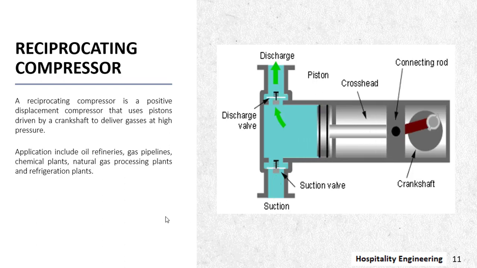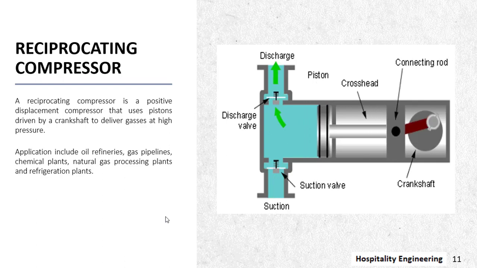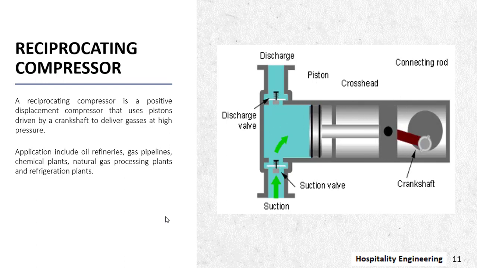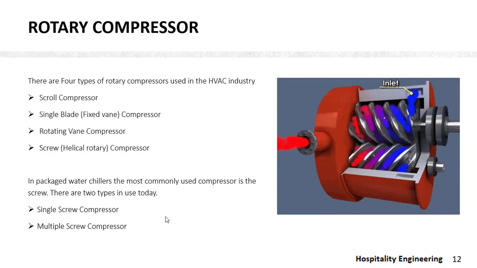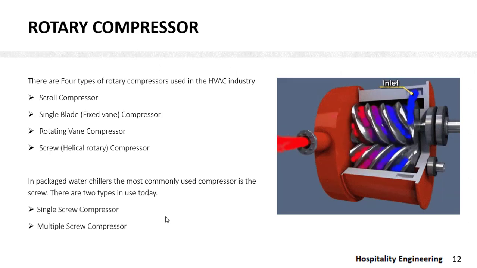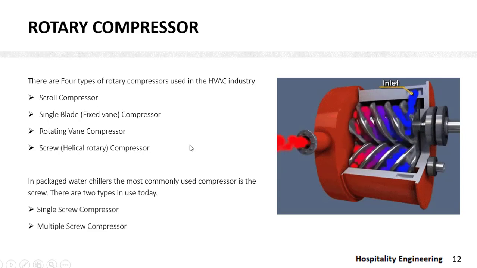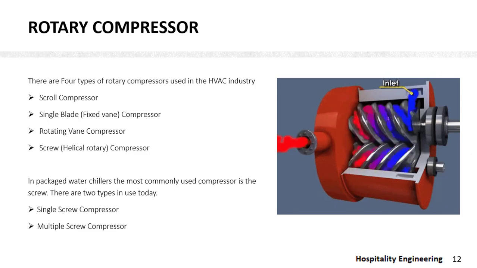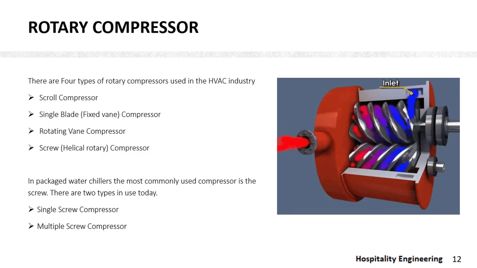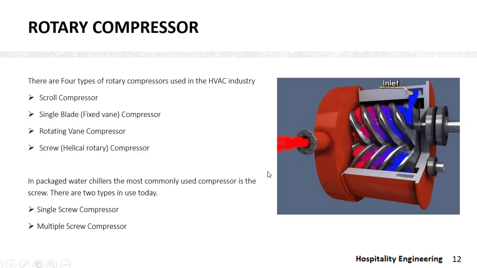This type of reciprocating compressor is mainly used in the oil refinery, gas pipeline, chemical plant, natural gas processing plant. Also widely used in refrigeration plants like cold rooms. Rotary compressor. There are four types of rotary compressor used in the HVAC industry. They are scroll compressor, single blade or fixed vane compressor, rotating vane compressor, screw or helical rotary compressor.